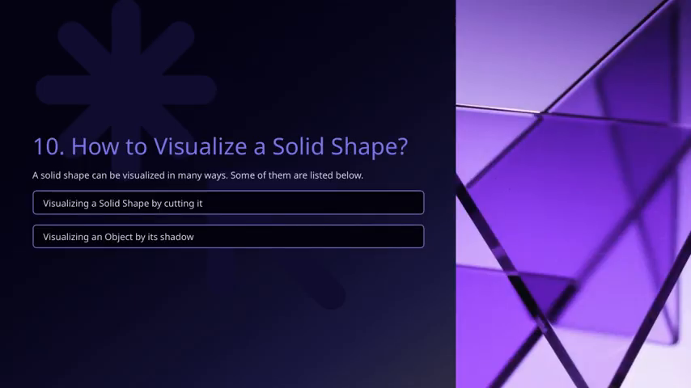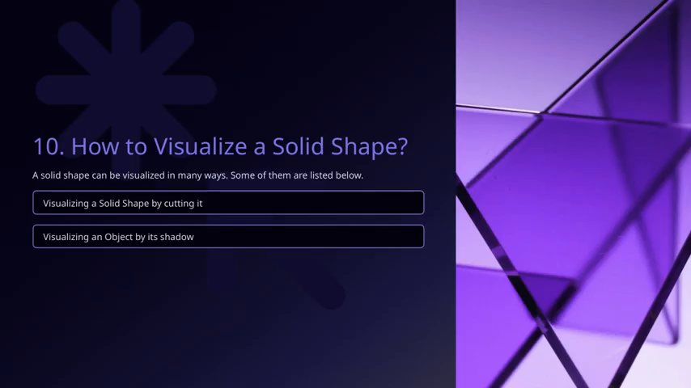Now, let's explore how we can visualize a solid shape in different ways. Visualizing a solid shape isn't always straightforward, but there are some effective techniques that can help us understand its form better. One way is by cutting it, which allows us to see inside and understand its internal structure. Imagine slicing through a block of cheese or a cake. This gives us a clearer view of what's inside.